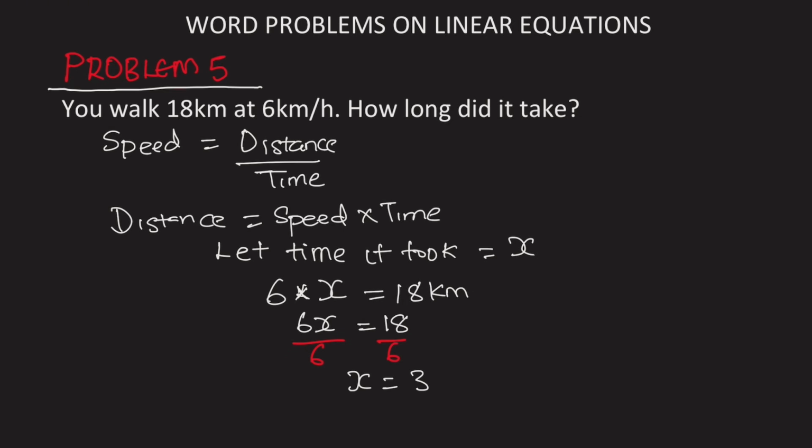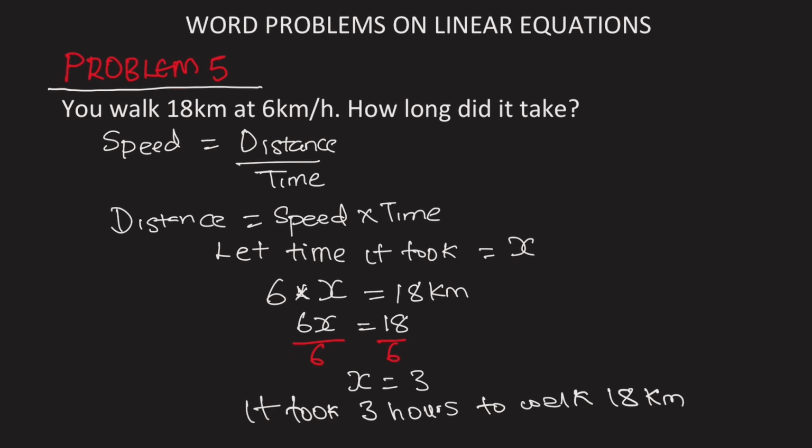So it took 3 hours to walk 18 kilometers. So that means the first hour was 6 kilometers, the second hour was 12 kilometers, and then the third hour was 18 kilometers. If we do a quick check.